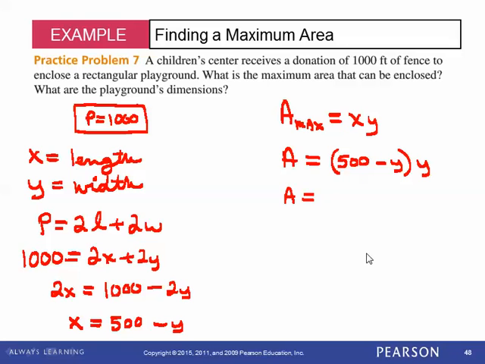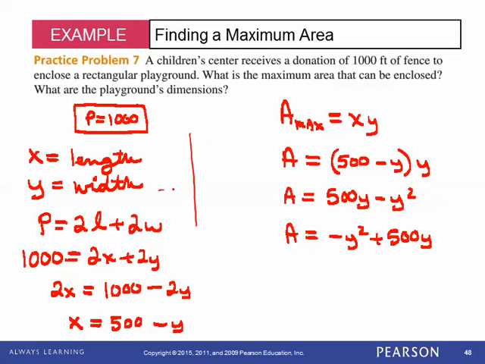But let's go. Distribute the y to each of those. And I don't like the way it looks like that, so I'm going to put the negative y squared in front and put the 500y in the back. So okay, we got ourselves an area formula. It kind of looks like this if we're to graph it. Kind of goes like this. Like that. Everybody agreed?